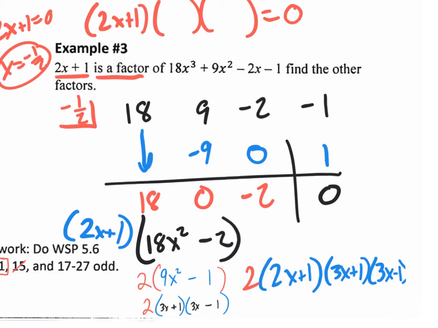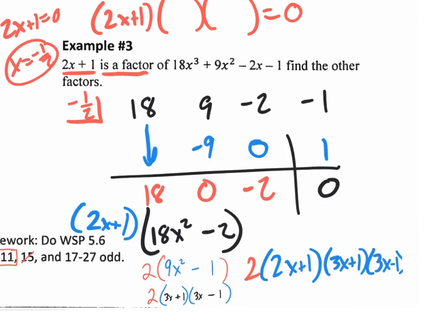This is really cool because if this were an equation set equal to 0, I know that my answers will be negative half, negative 1/3, and positive 1/3. Those are the locations of the x-intercepts if you were to graph this cubic polynomial function.